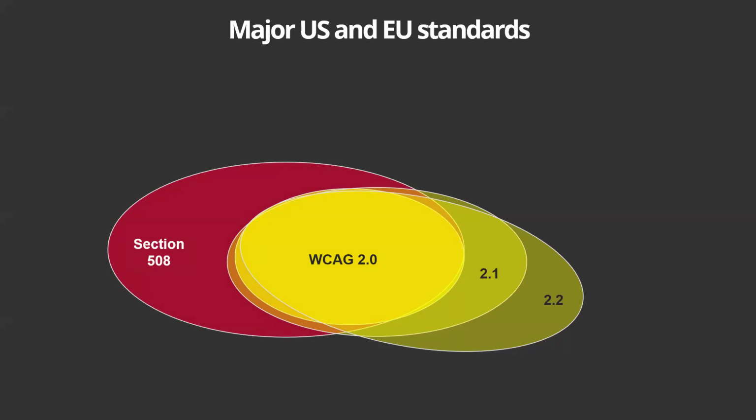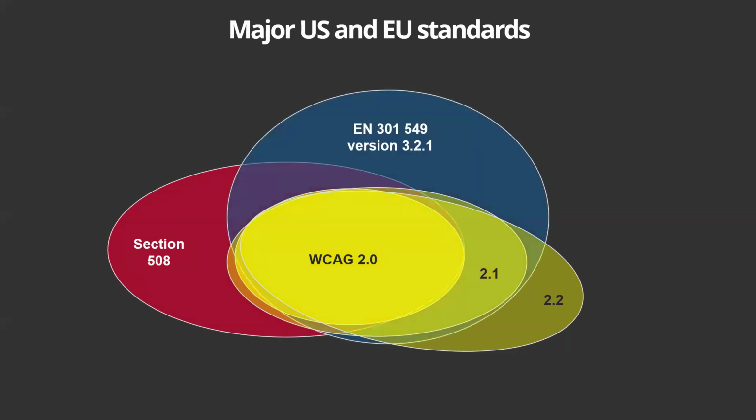EN 301549, our main subject today, started at a similar time, but it's since been updated. We're at version 3 now, 3.2.1 of the EN. So as of now, the published version includes WCAG 2.1, so it's a little bit refreshed. And the diagram shows an overlap between Section 508 and EN, which is actually a substantial overlap. It really addresses a lot of criteria for hardware and software.